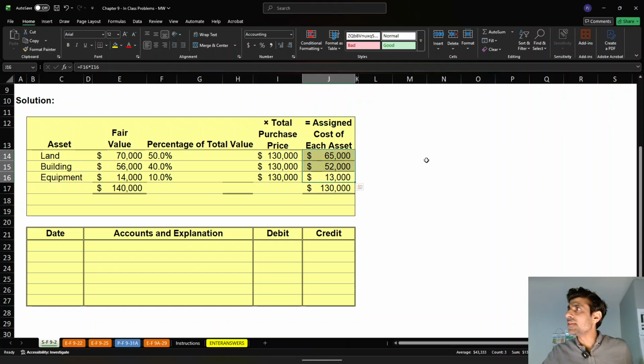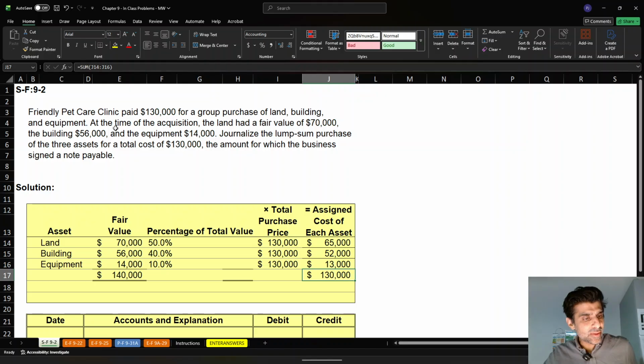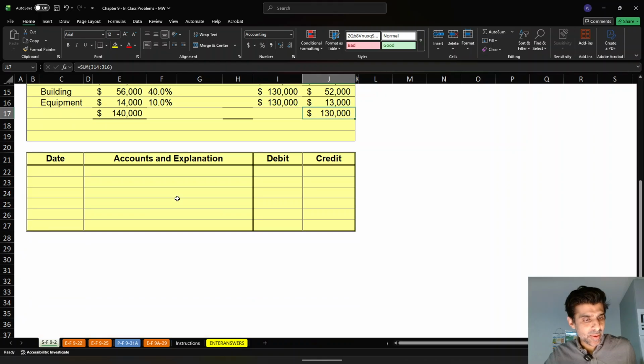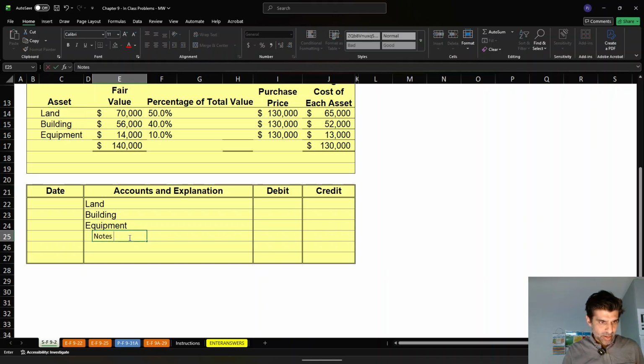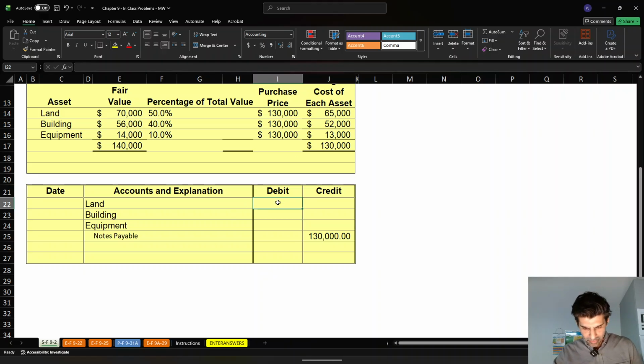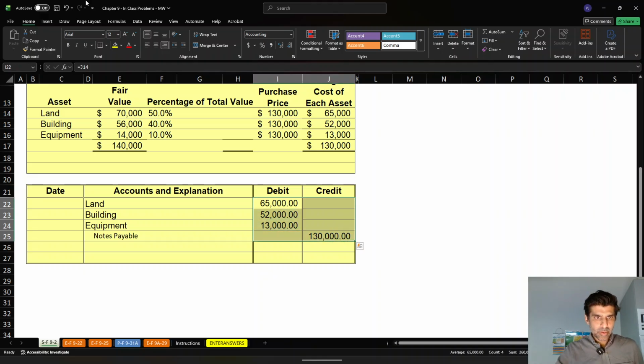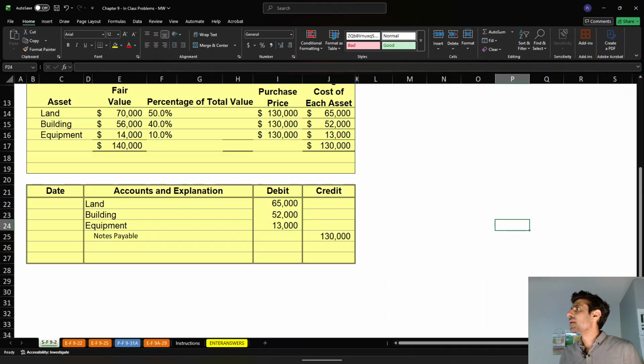We know how much each of these three assets is going to be put on our balance sheet for, the starting balance, our cost basis for each of them, and we know how much we paid total. And it says that we bought this with a note payable. So I can just take these three accounts, and I have notes payable as my credit, and the note payable is 130,000. Then I can just copy and paste, or maybe I'll use cell references. That's the journal entry. Any questions on this?